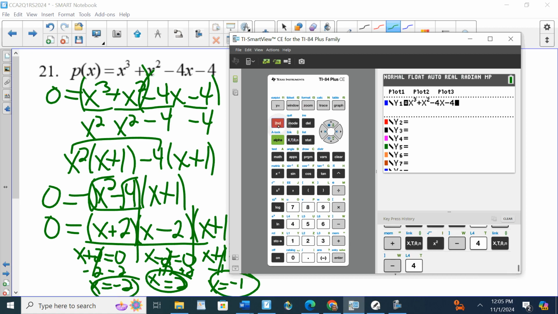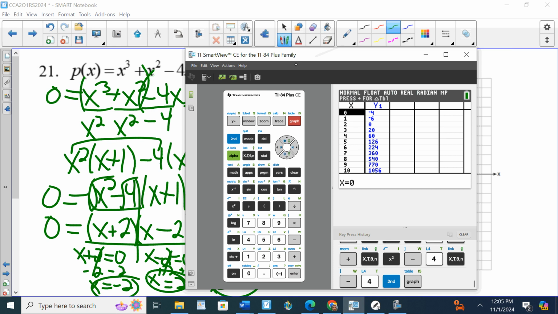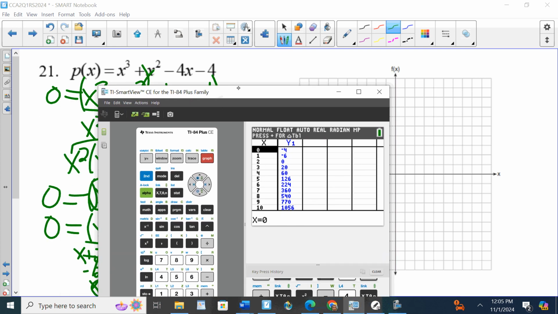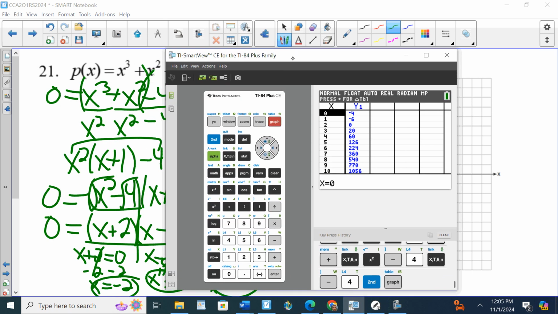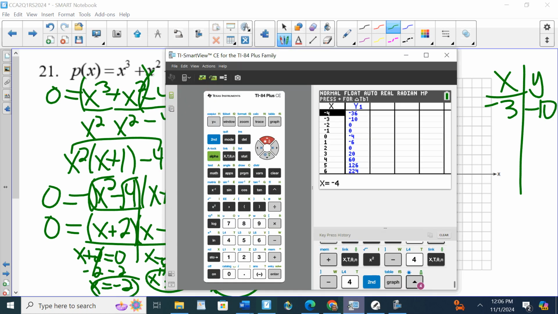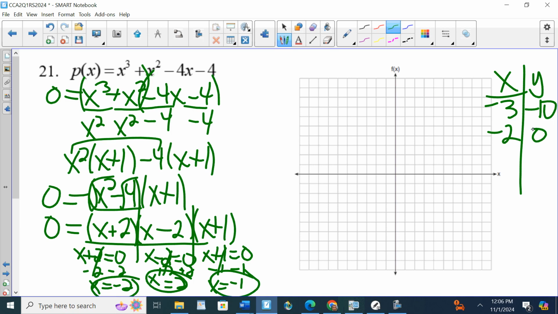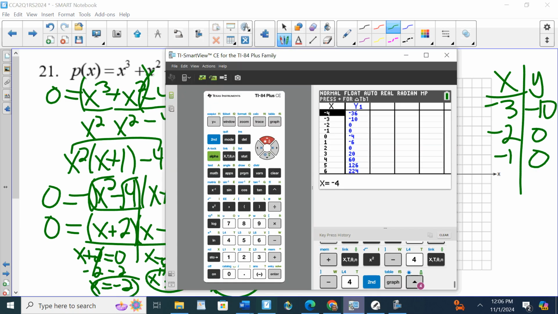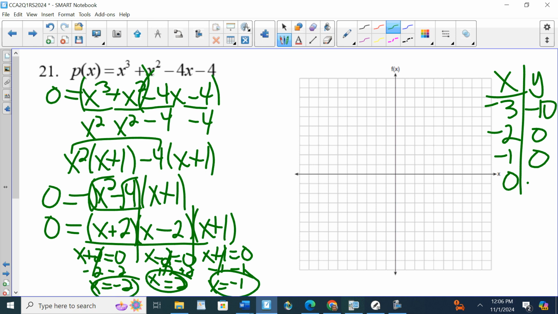I go to my table, and I'm going to plot all the nice points. Anything that fits. Those zeros are good, so negative 4, negative 36 isn't going to fit, but negative 3, negative 10 is. Negative 3, negative 10 is good. Negative 2, 0, negative 1, 0. 0, negative 4, 1, negative 6. 2, 0.